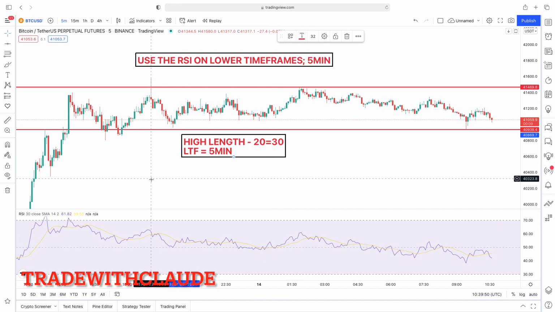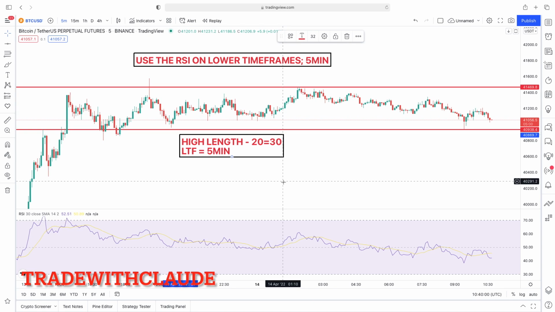So use the RSI on lower time frames, which is 5 minutes preferably, and high length, which is 20 to 30. That's why it's good to have all other strategies in your arsenal. When you're attacking, you have different strategies you're attacking with. When the RSI gives you its own confirmation, you're good to go. When the MA gives you its own confirmation, you're good to go. Remember this, the length should be 20 to 30, and the lower time frame should be 5 minutes.